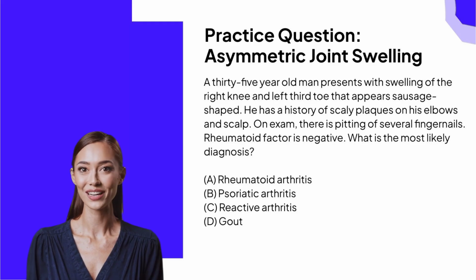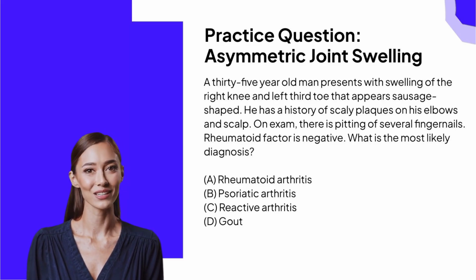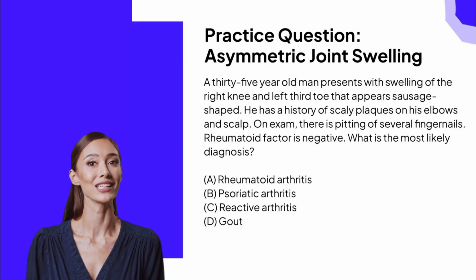Here is our third practice question. A 35-year-old man presents with swelling of the right knee and left third toe that appears sausage-shaped. He has a history of scaly plaques on his elbows and scalp. On exam, there is pitting of several fingernails. Rheumatoid factor is negative. What is the most likely diagnosis?